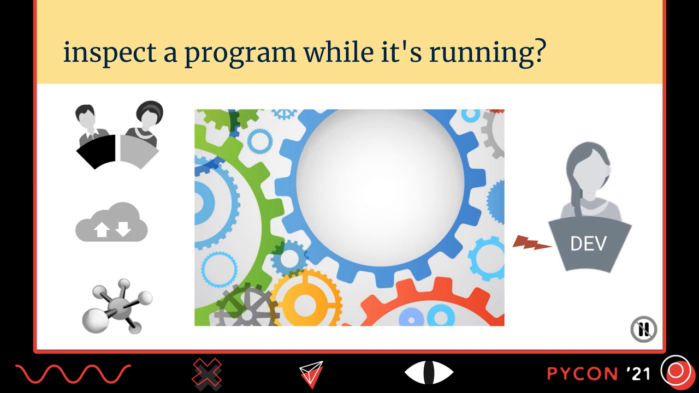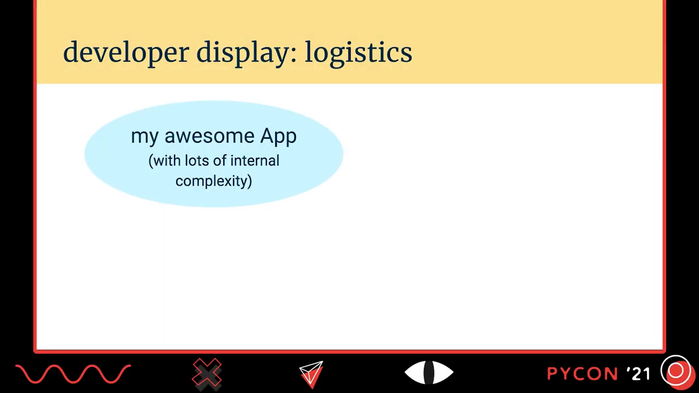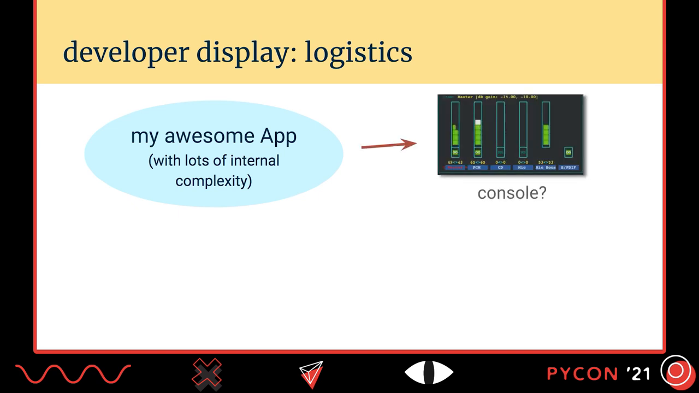So how do we go about surfacing a display like that? Here are a few approaches. So you've got your incredible and awesome application. One obvious way is to do something with the console. And the console can actually display some simple graphics if you use a library like ncurses. So this works, but it's not always easy to get access to the console. And the console might be used for other things like logging.